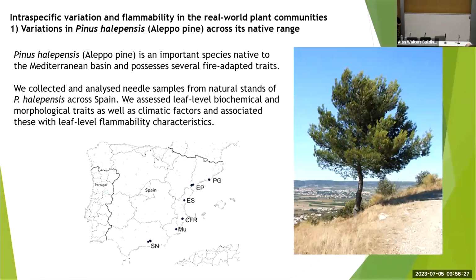So then we wanted to look at intraspecific variation and flammability in real-world plant communities. So we've looked at Pinus halepensis, which is the Aleppo pine, and we've looked at its leaf traits and flammability across its native range in Spain, because this is a very important native species in Spain. And it also has several fire-adapted traits. So we collected needles and analysed these from natural stands across the length of Spain, from the south to the north. We looked at their leaf level biochemical traits and morphology, and also compared these to climatic factors.